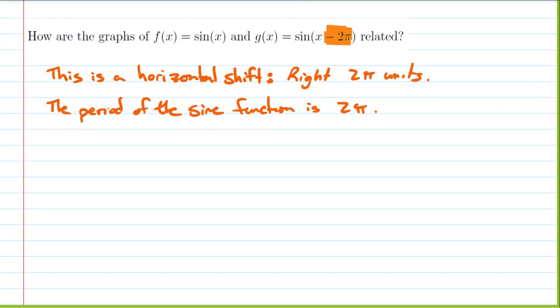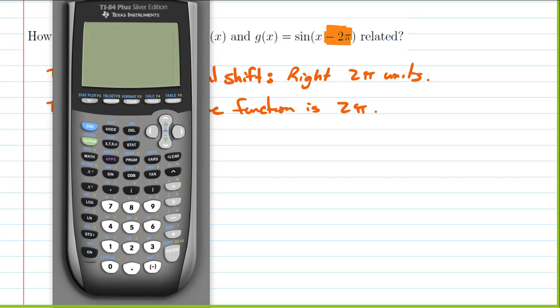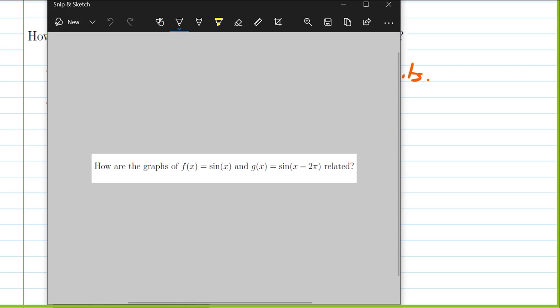Let's grab our graphing calculator and do an experiment. If I go y equals sine x, and let's change our window up a bit. Let's leave x from negative 10 to 10, but change our y min to negative 1 and our y max to positive 1, and change our x scale to 0.1. So I graph it, and I get something that looks like this.